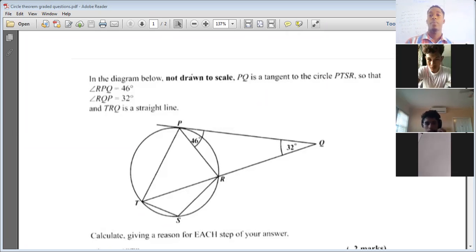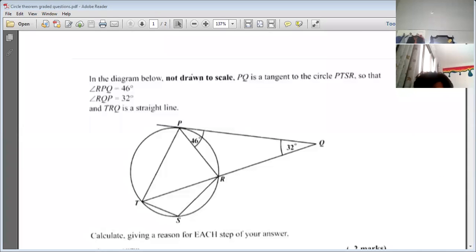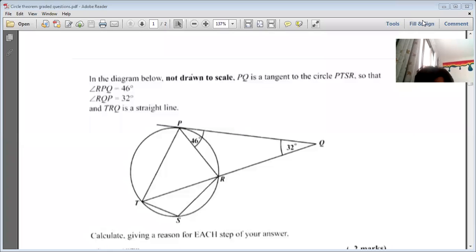In the diagram below, not drawn to scale, PQ is a tangent to the circle PTSR, so that RPQ equals 46 and RQP equals 32. And TRQ is a straight line. Calculate, giving a reason for each step of your answer.